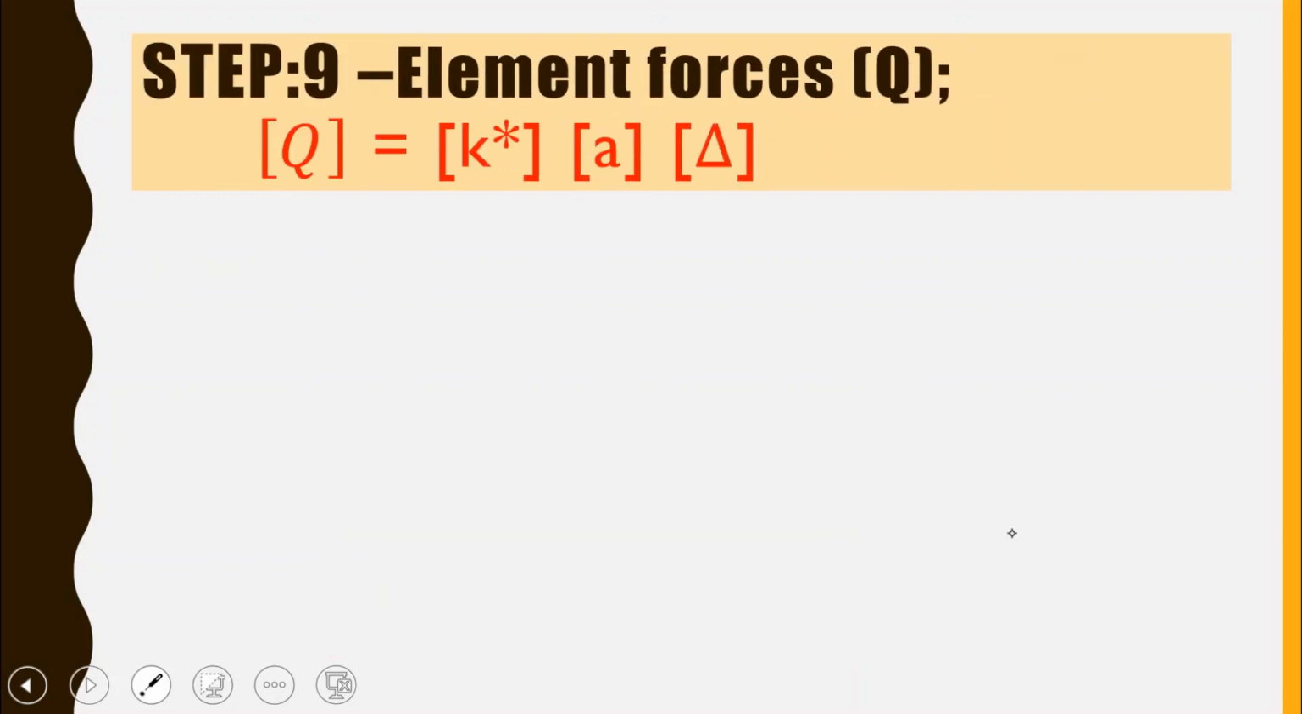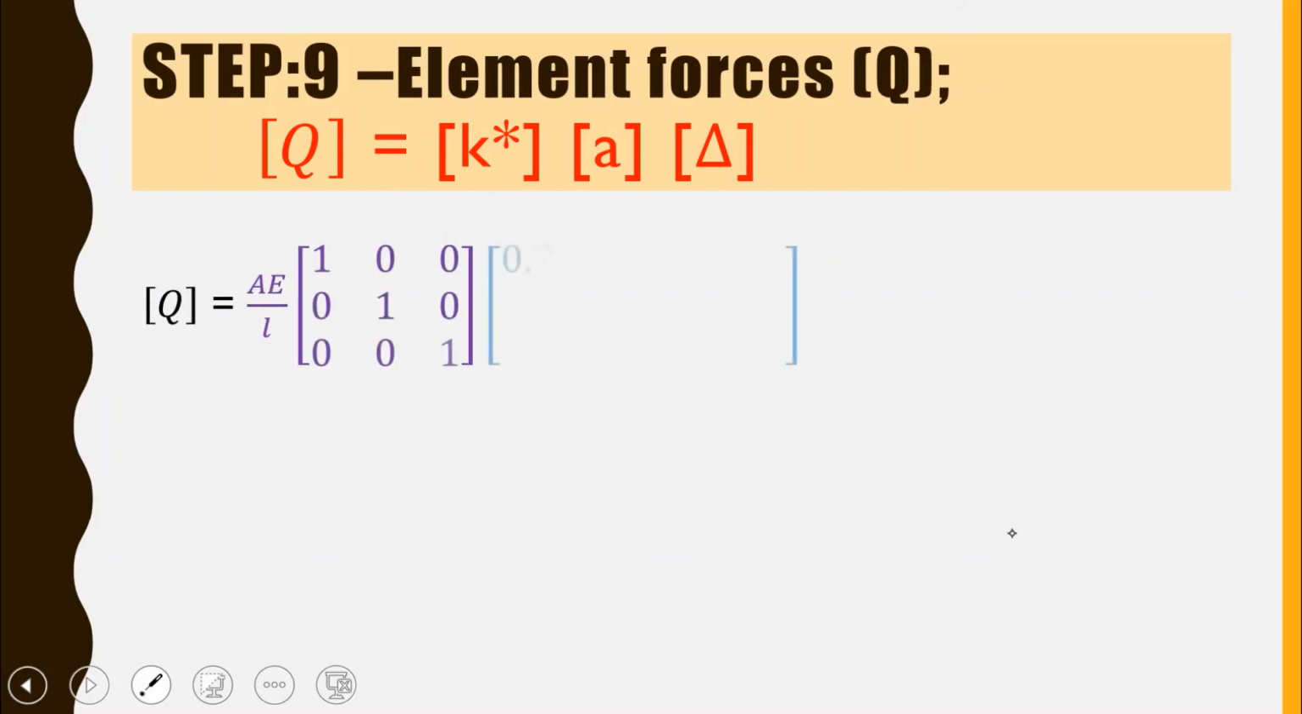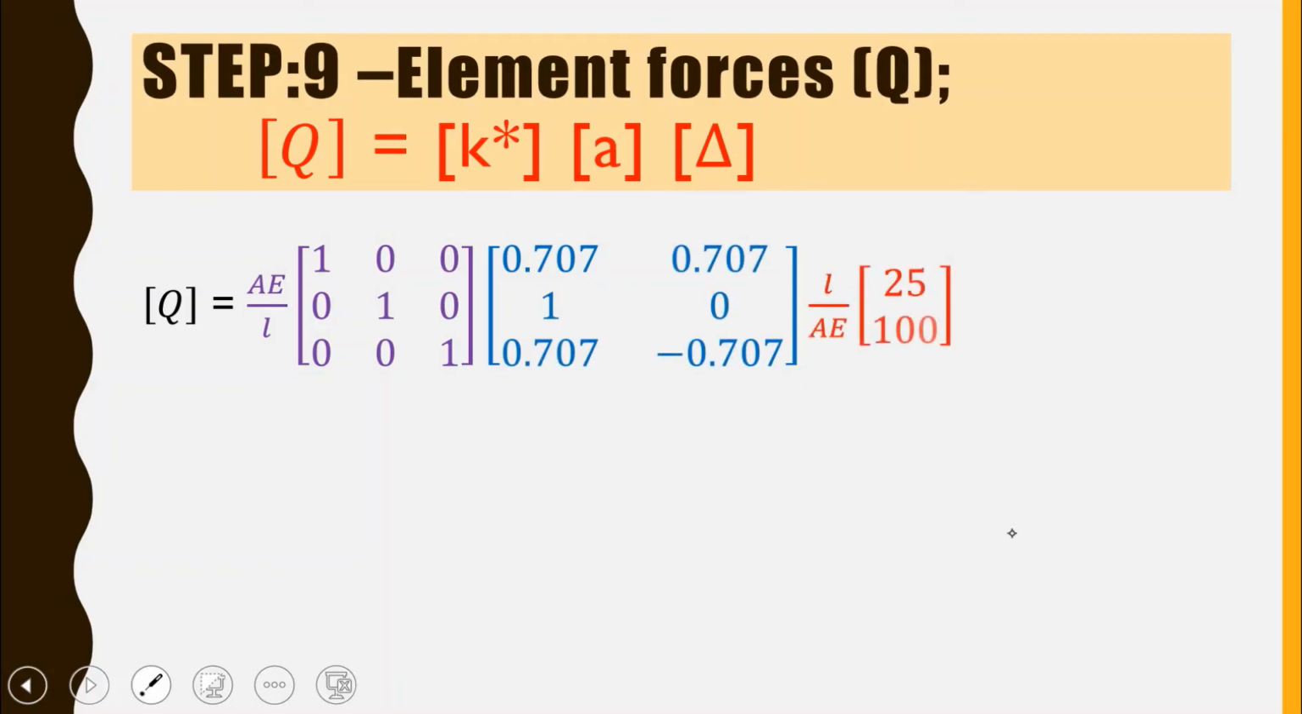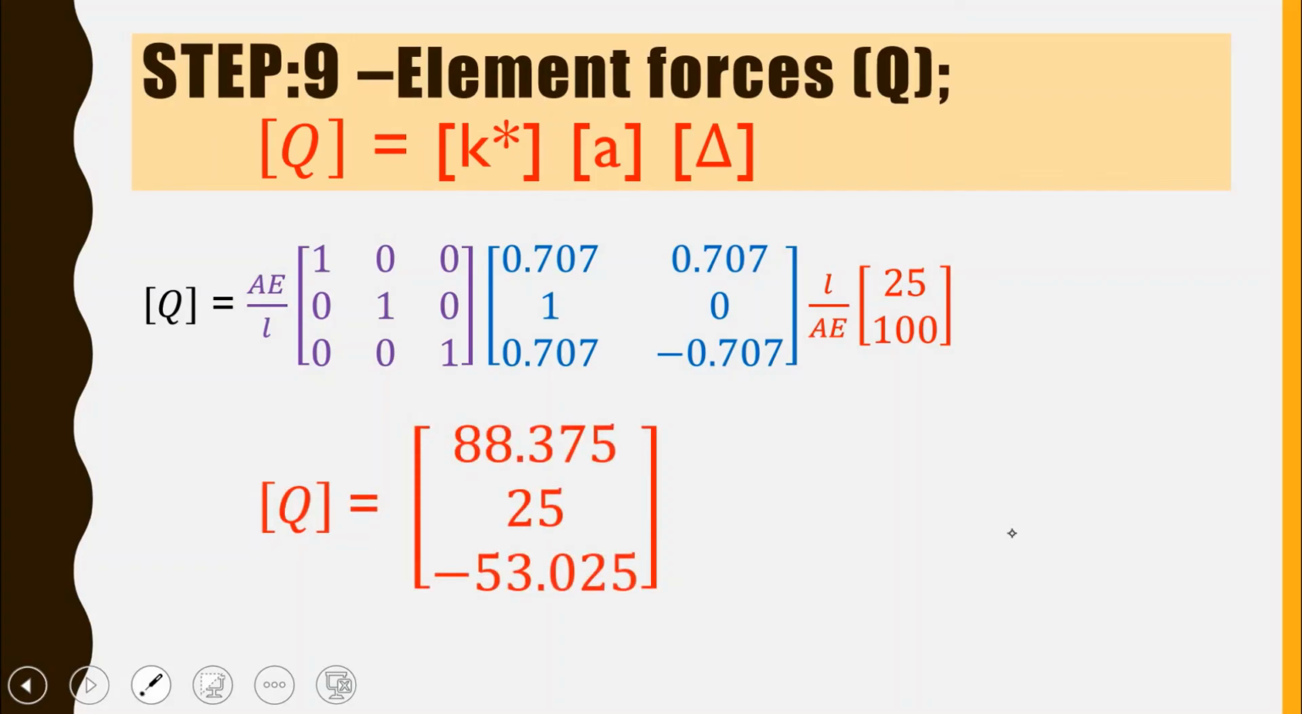And the final step is to find out the bar forces, the member forces. So we will multiply the element stiffness matrix of the structure into the displacement transformation matrix into the displacement matrix. By multiplying all these matrices, you will get the member forces in each member. Okay, so this is how to analyze a truss member by using the stiffness method. I hope it is very clear. If you have any doubts, any queries, you can comment on this video.